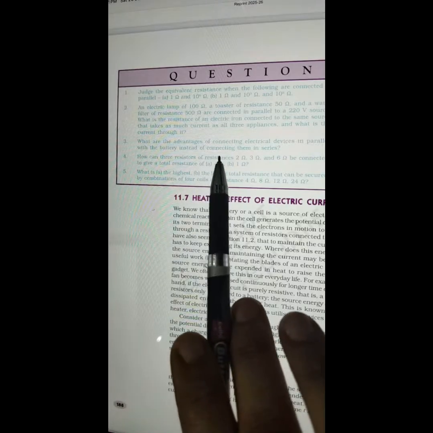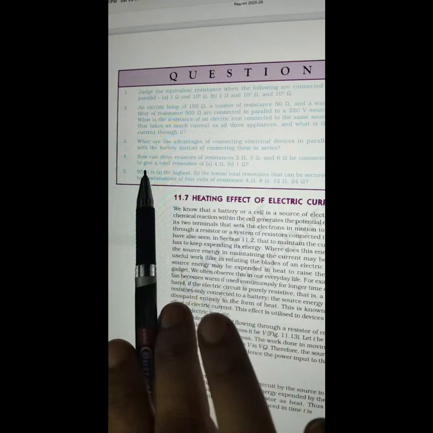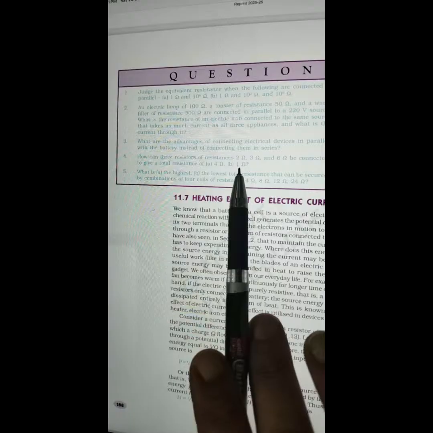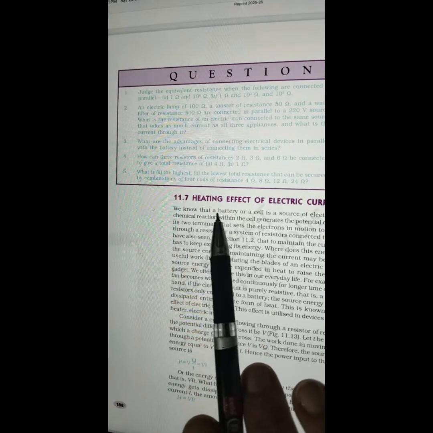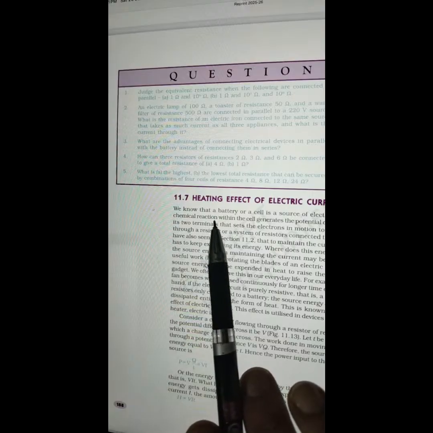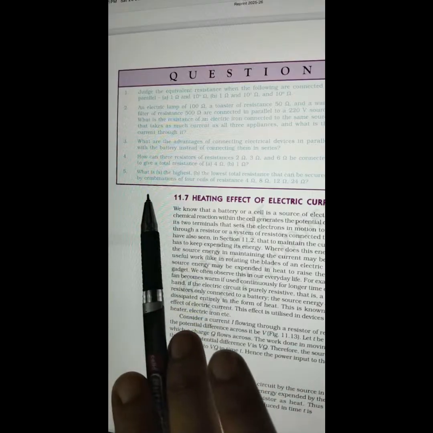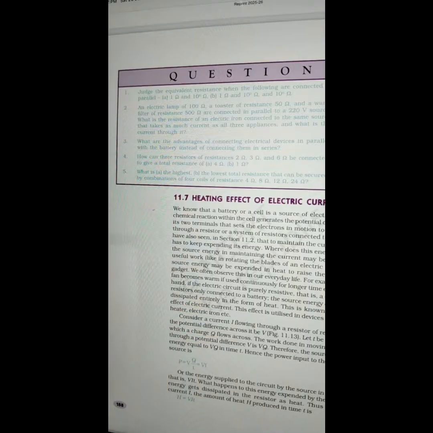3. What are the advantages of connecting electrical devices in parallel with the battery instead of connecting them in series? 4. How can three resistors of resistances 2 ohm, 3 ohm, and 6 ohm be connected to give a total resistance of A, 4 ohm, B, 1 ohm? 5. What is A, the highest, B, the lowest total resistance that can be secured by combinations of four coils of resistance 4 ohm, 8 ohm, 12 ohm, 24 ohm?